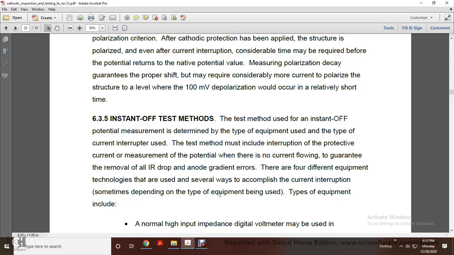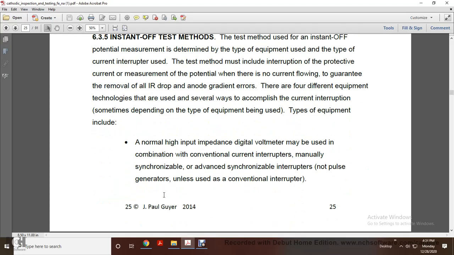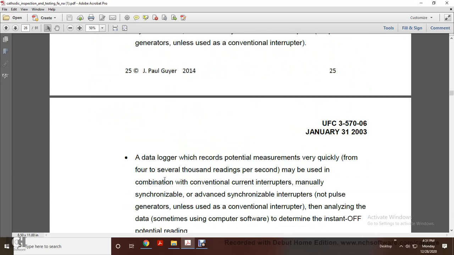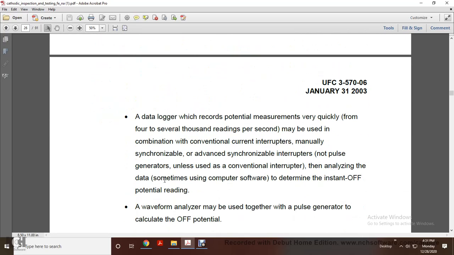the gradient error of the four different equipment. The technology of the wave is accomplished for the current interruption, sometimes depending on the type of the equipment being used. The type of the equipment includes the normal high impedance digital voltmeter, which may be used with a combination of the conventional current interrupter, manually or synchronizable, with the advanced synchronizable interrupter, or a conventional interrupter with a data logger which records the potential measurement very quickly, from the fourth level to 1,000 readings per second.